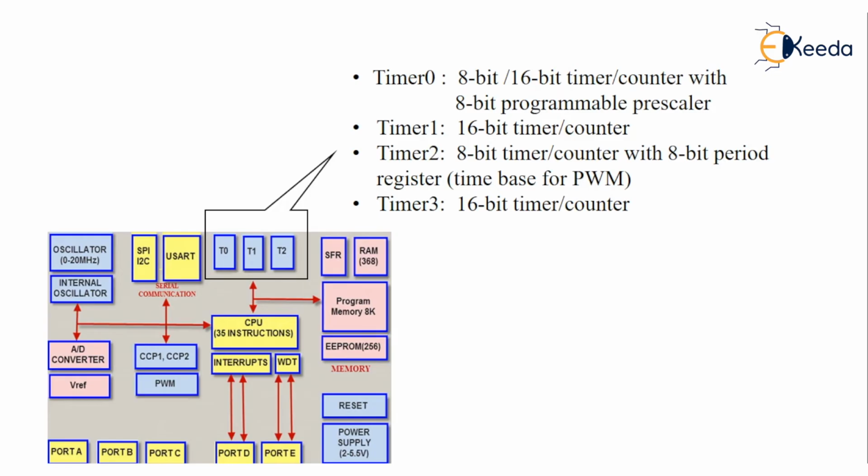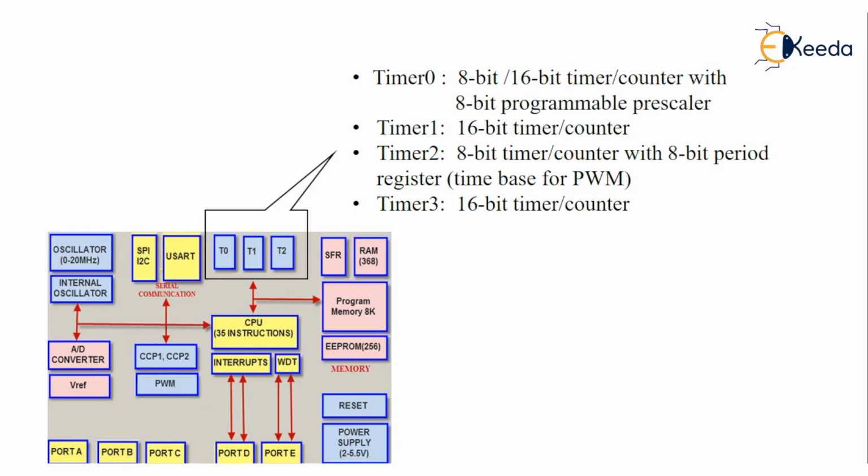Then timer, the blocks are T0, T1, T2. In PIC18F we have 4 timers: timer 0, timer 1, timer 2, timer 3. Basically, the function of timer is to generate delay, and we can use timer as a counter. It may be up counting or down counting.